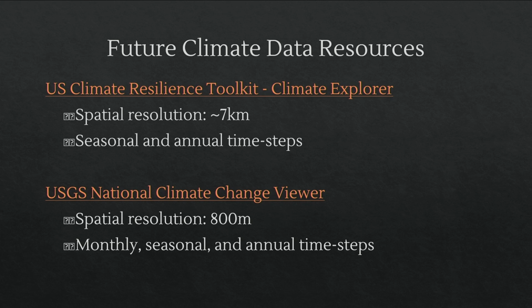The USGS National Climate Change Viewer, however, has a smaller spatial resolution, so even tinier pixels, and they also include monthly time steps. So if you want to know about January in the year 2075, they can give you an estimate. It's going to be an estimate. They're not giving you the exact weather as it's going to appear in January in the year 2075. They're running models and then estimating it.